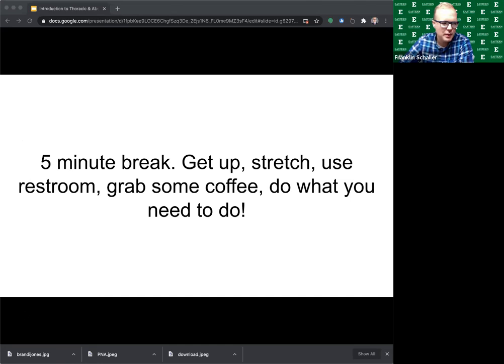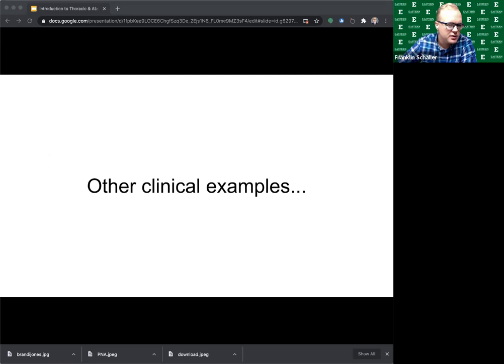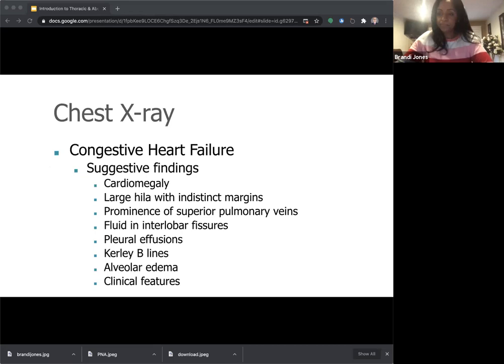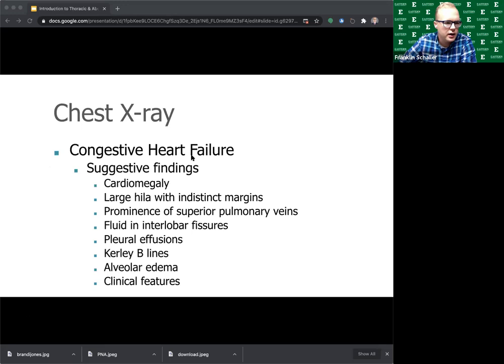All right. Let's jump back into talking about some clinical examples of other x-rays. So thinking about congestive heart failure. Some suggestive findings that you might see on a chest x-ray, maybe cardiomegaly, perhaps pleural effusions, maybe Kerley B lines. And you're gonna wanna put your clinical features into account as well. And Brandy, if you think about a patient that you've had in clinical practice where you were suspicious of CHF, what kind of clinical features did you see?